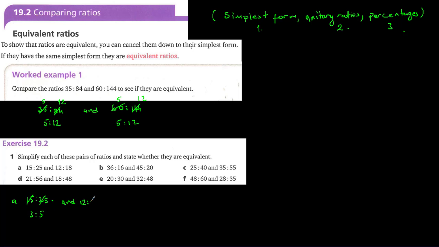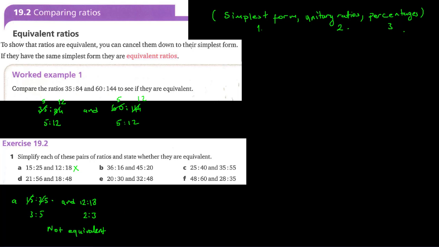The second part is 12 to 18. They're both divisible by 6. 12 divided by 6 is equal to 2, and 18 divided by 6 is equal to 3. So as you see, they are not equal to each other. So they are not equivalent.